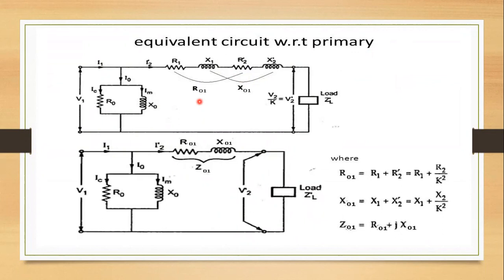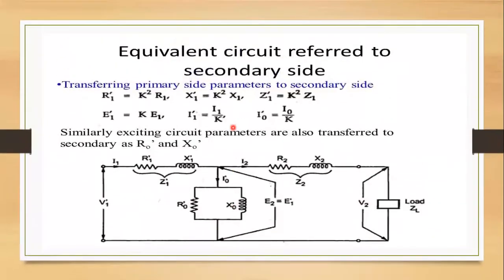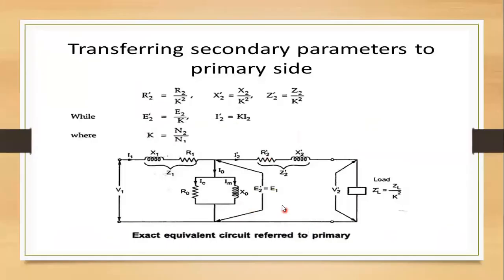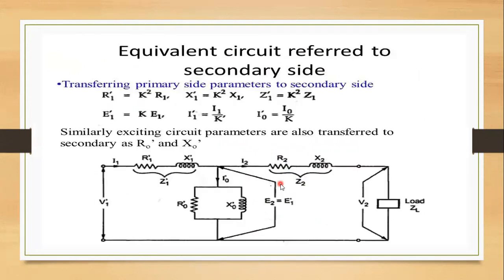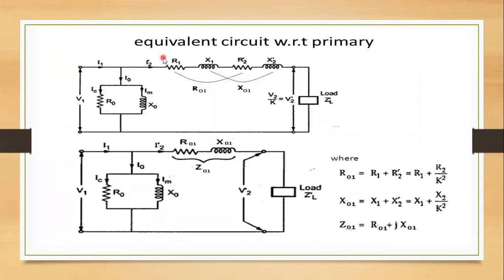So with respect to the primary means R2 dash is equal to R2 by K square, and X2 dash is equal to X2 by K square. With respect to the primary, all parameters are converted like this, transferring secondary parameters to the primary side. Then what happened? R2 by K square, X2 by K square. For this circuit, what is the total equivalent circuit? Exactly, the equivalent circuit with respect to the primary is called here.